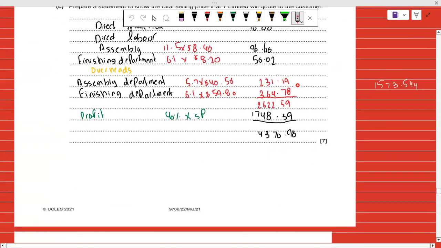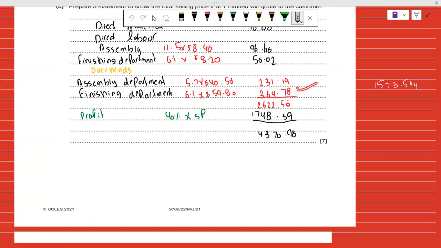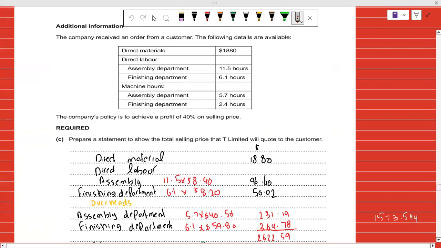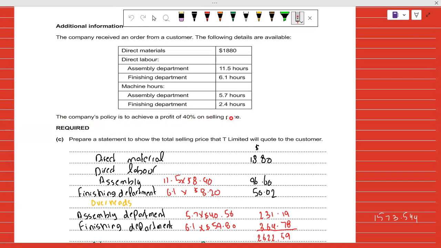So this will cost us 231.19 and 264.78. Okay, so we have 2622.59 as our total cost. Now, as you can see, they're saying that the company's policy is to achieve a profit of 40% on selling price.